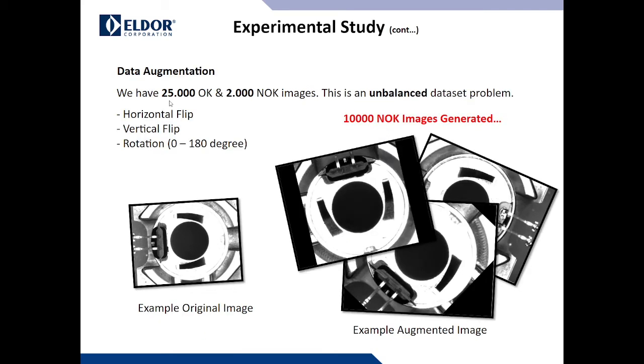In data augmentation, we generated 10,000 not okay images, and we needed to solve this unbalanced dataset problem. We did some horizontal flip, vertical flip, or rotation with some degree, like 15 degree or 20 degree rotation, and we didn't lose details in the image.